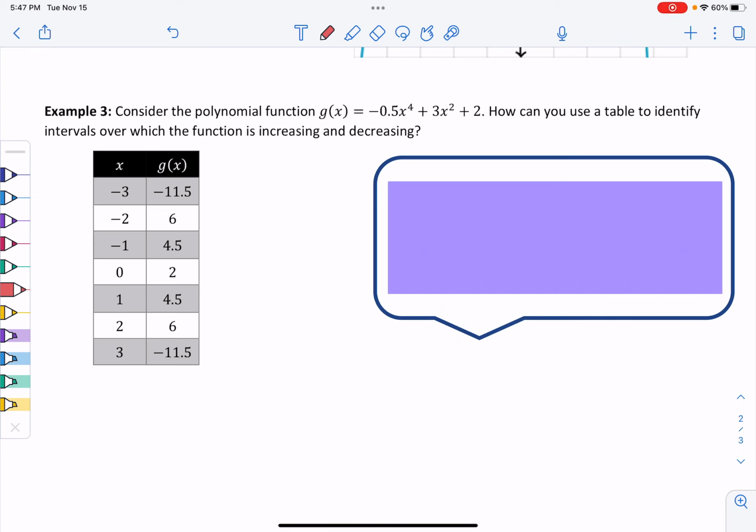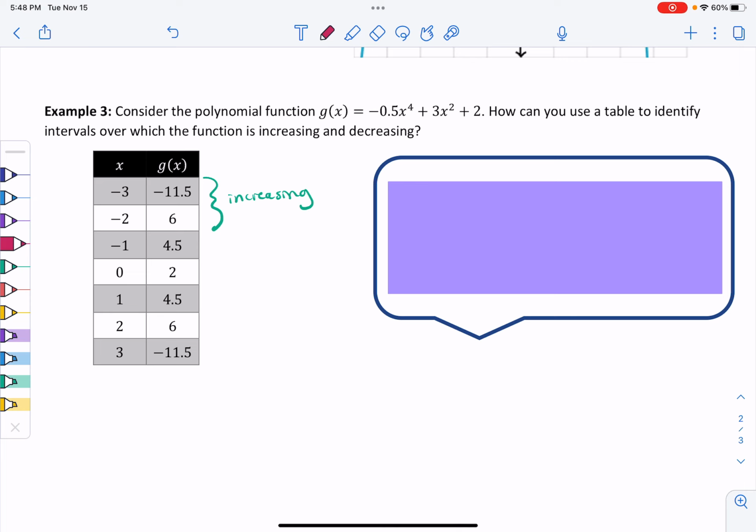Okay, so consider the polynomial function g of x equals negative 0.5x to the fourth plus 3x squared plus 2. How can you use a table to identify intervals over which the function is increasing and decreasing? Let's look here. Increasing and decreasing gets determined from the y values. As we move from this y value to this value, we are increasing. So this is showing increasing.